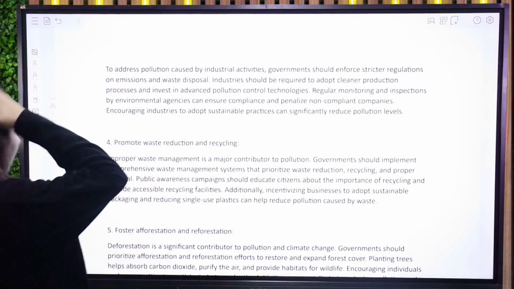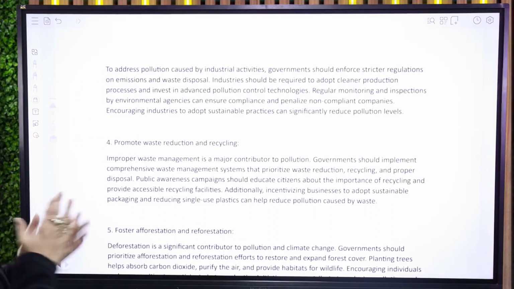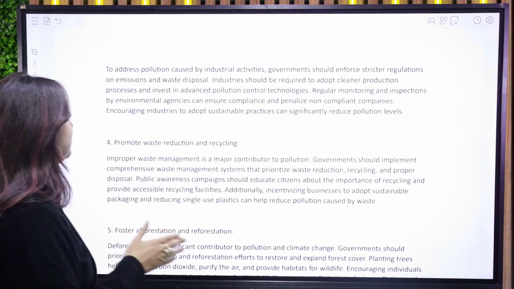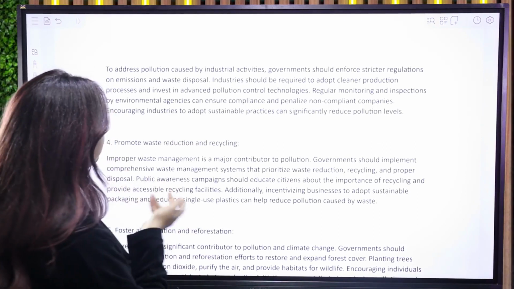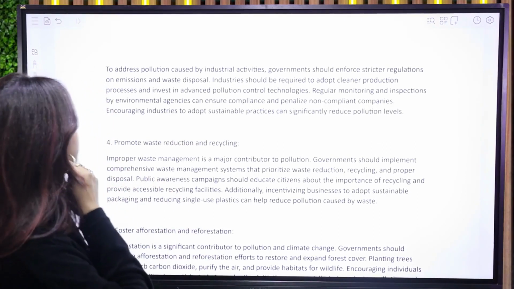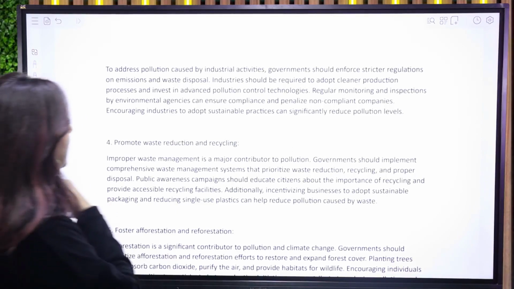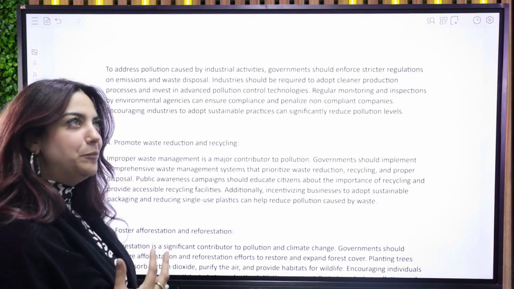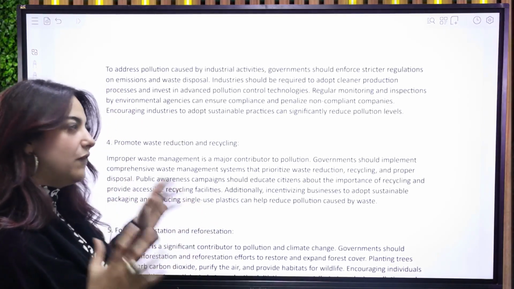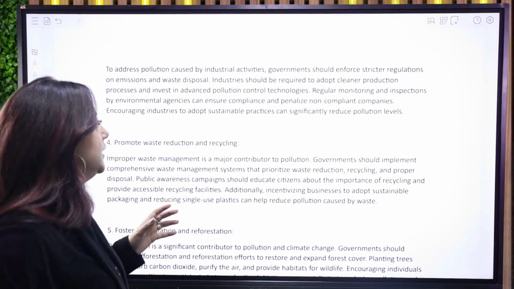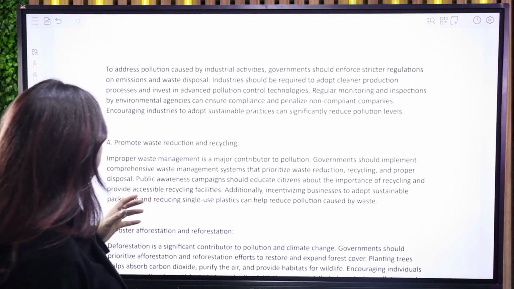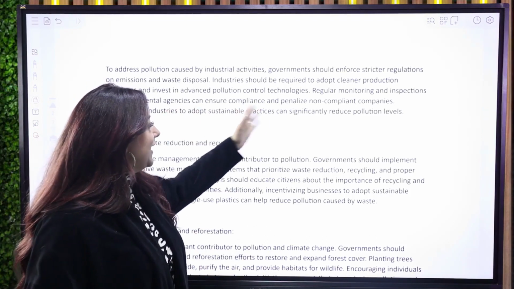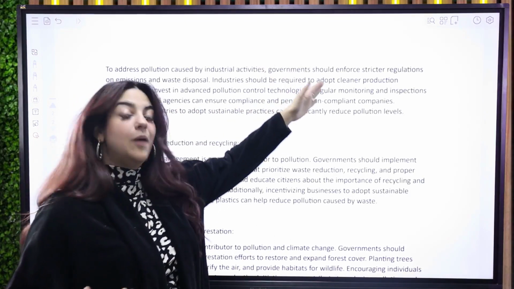So government should enforce stricter regulation. They should have strict regulation on emissions and waste disposal. For example, they should be required to adopt cleaner production processes and invest in advanced pollution control technologies. Okay, for example, here I mean that government should regularly monitor and inspect agencies to ensure compliance and penalize non-compliant companies.